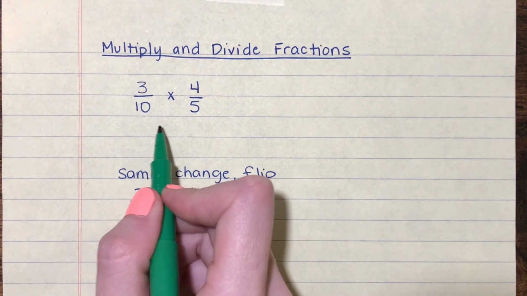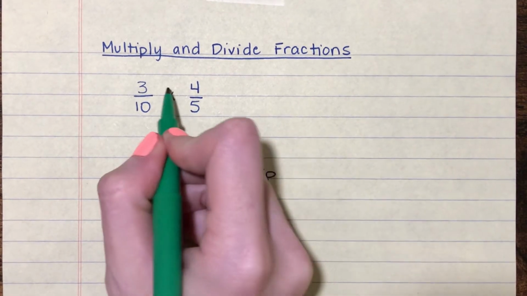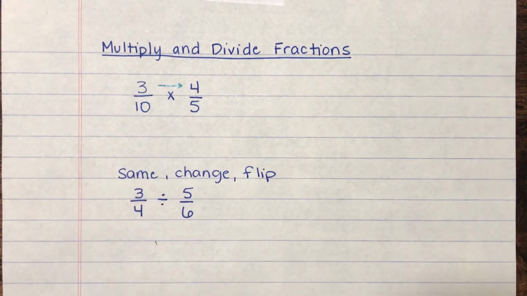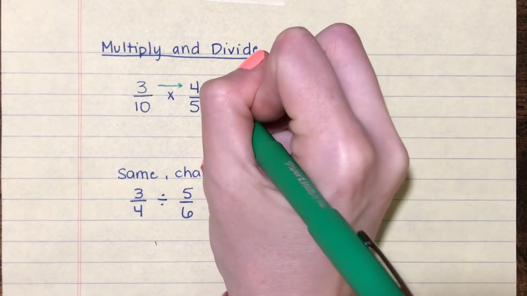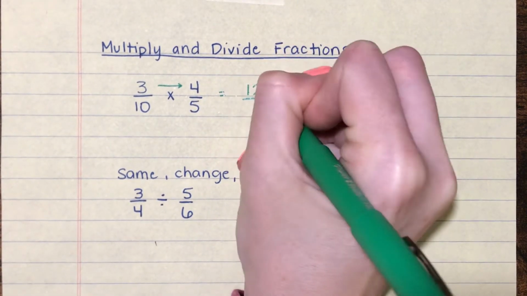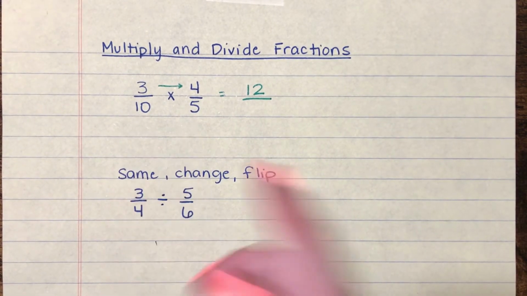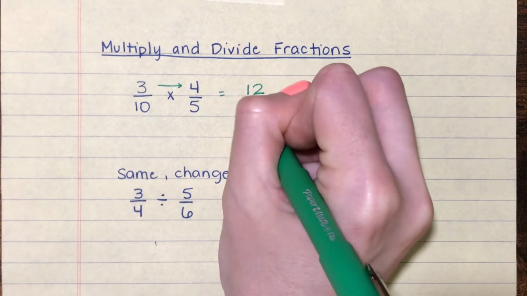So, multiplying fractions, I always tell you, is easy peasy lemon squeezy. All you do is multiply straight across. So, I would start by multiplying the two numerators on top. 3 times 4 makes 12. And do the same with the denominators. 10 times 5 makes 50.